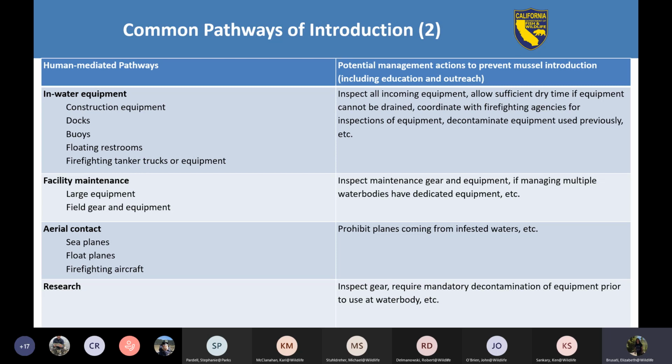And also think of potential pathways that might be less common. Aerial contact. I know some reservoirs have different types of seaplanes that can land. You might want to prohibit planes coming in from any infested waters or have some sort of control over where they're coming from to make sure that's not a source. And as I mentioned, researchers, if they're bringing in gear, talk to them and make sure they understand the potential for introduction and require that they clean their gear before they come to your water body.